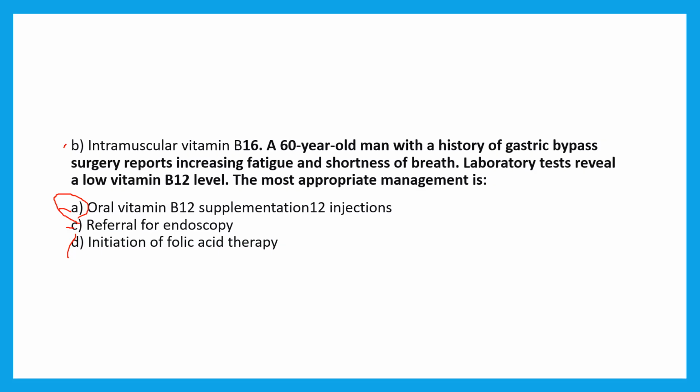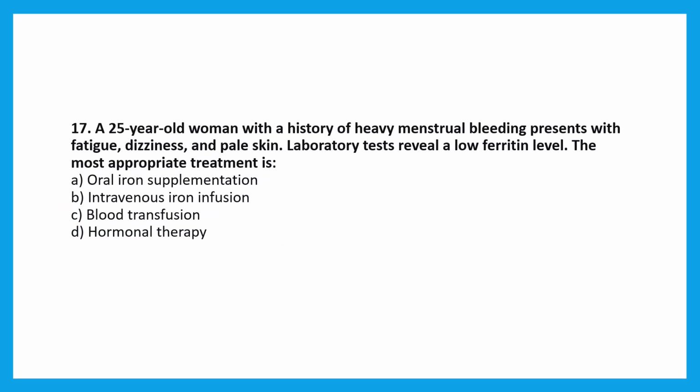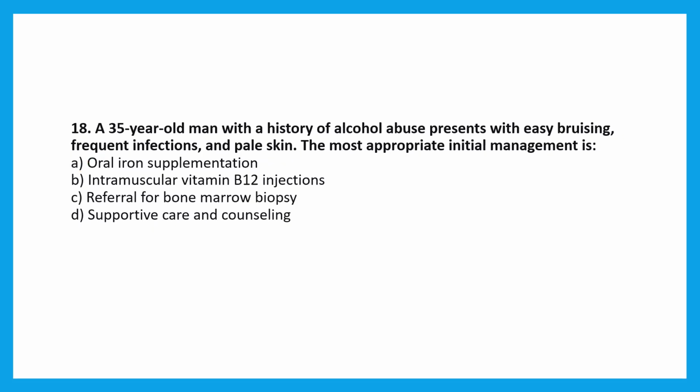Okay, question number 17. A 25-year-old woman with a history of heavy menstrual bleeding presents with fatigue. We did discuss this already, and we said that oral iron supplementation, which is the first line, is the answer. So I hope you're able to answer this question so fast and be able to follow through. Then we have question number 18. A 35-year-old man with a history of alcohol abuse presents with easy bruising.